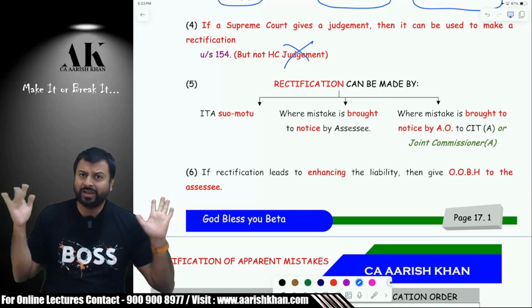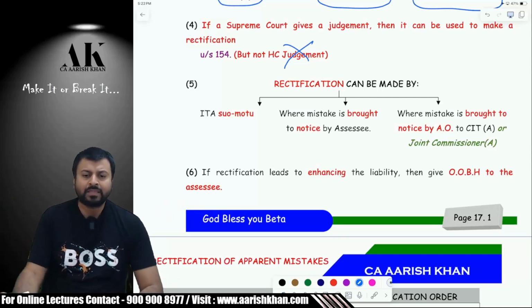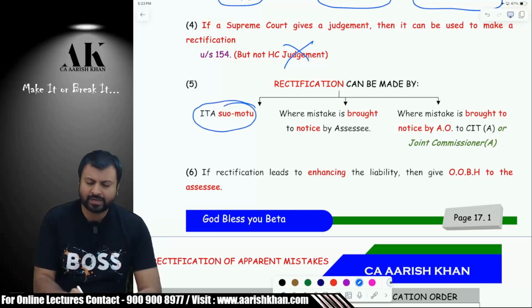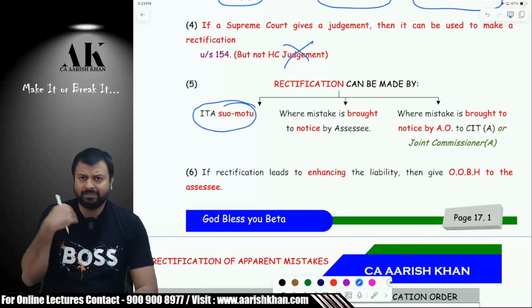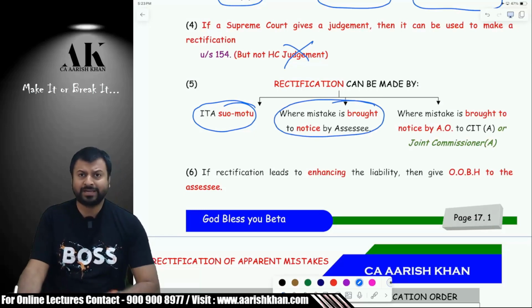Or if the AO has done anything against a High Court judgment, then it cannot be called an apparent mistake. Okay. Now, who can initiate the proceeding under this section? It can be initiated by the income tax authority himself. Income tax authority can suo motu rectify. It can also be brought to the notice by the assessee.